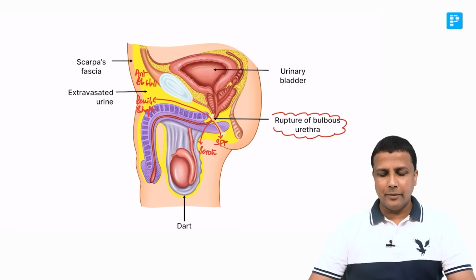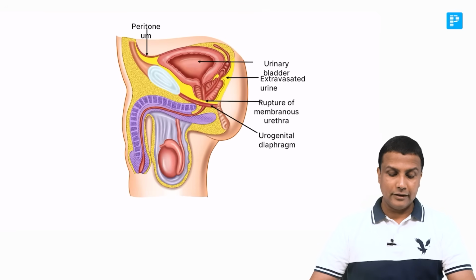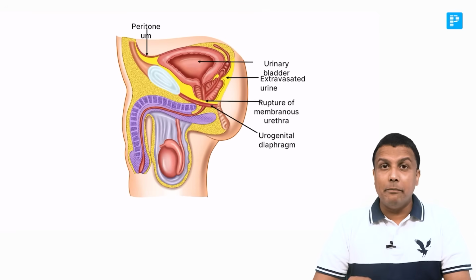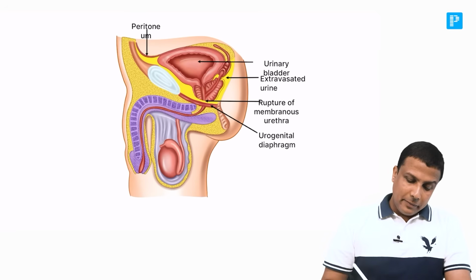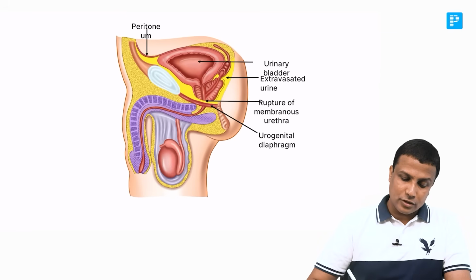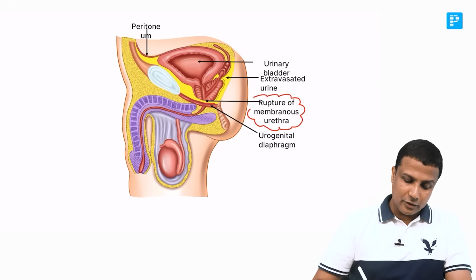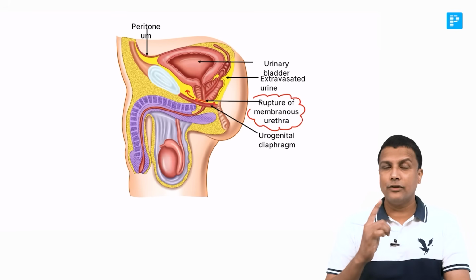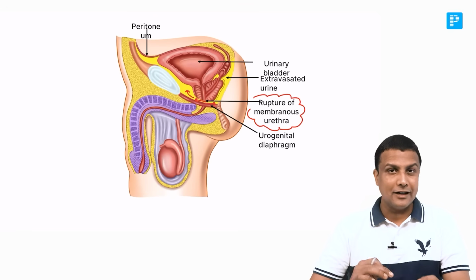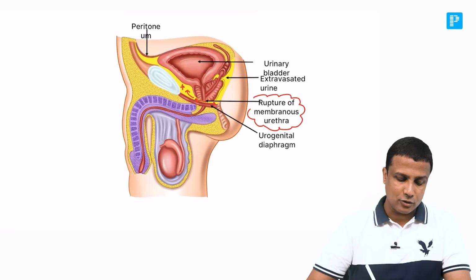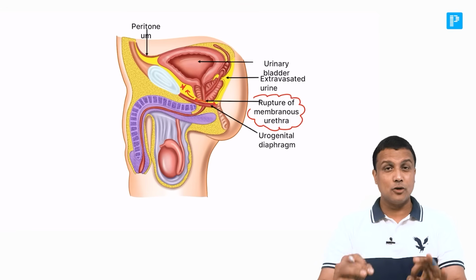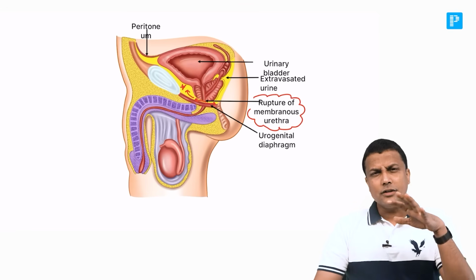Now, apart from that, let me tell you about one more important thing here, that is a rupture of membranous urethra. When the membranous urethra is ruptured, remember the urine will extravasate out into the deep perineal pouch. The urine is going out into the deep perineal pouch. Not only that, the urine can also go into the space present around the neck of the urinary bladder. And that space present over here will be the space of Retzius.